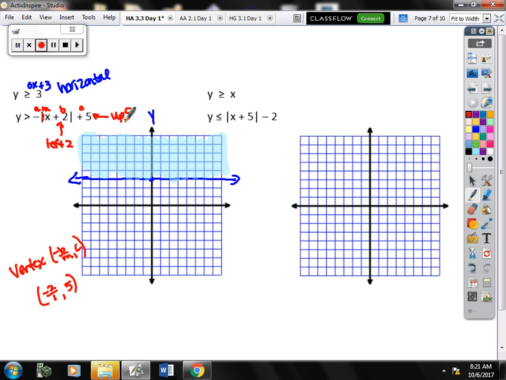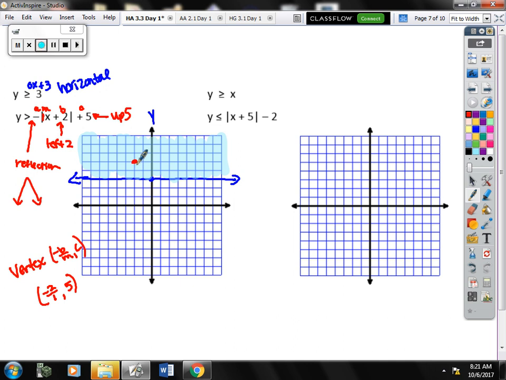Now don't forget there is a negative out front, and that is going to tell me that this is a reflection. So the V is going to be going downward. All right, so make sure you look at all of those elements. So the vertex was at negative 2, 5.